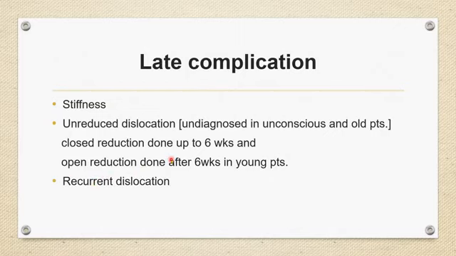And another thing, sometimes the dislocation becomes unreduced, as the patient does not come from the very beginning, or they may go to other places, or they are maltreated by others. That's why the dislocation may sometimes be unreduced. So what will we do for the unreduced dislocation? You may try closed reduction up to 6 weeks, but if it is after 6 weeks, you have to go for open reduction, especially for the young patient.